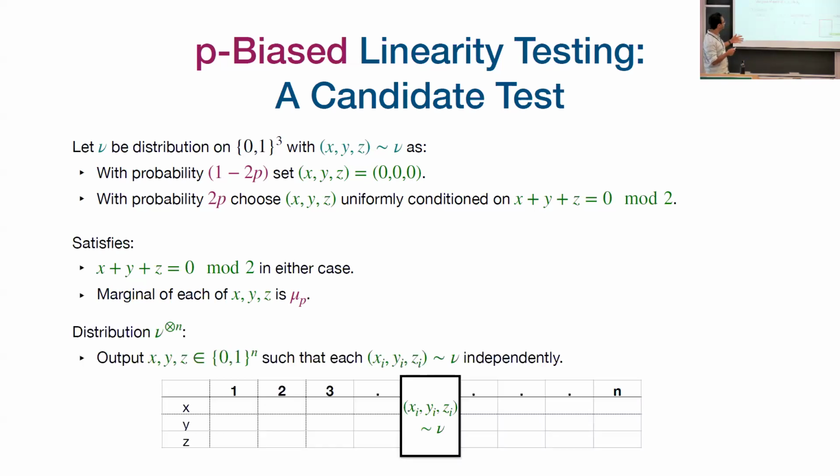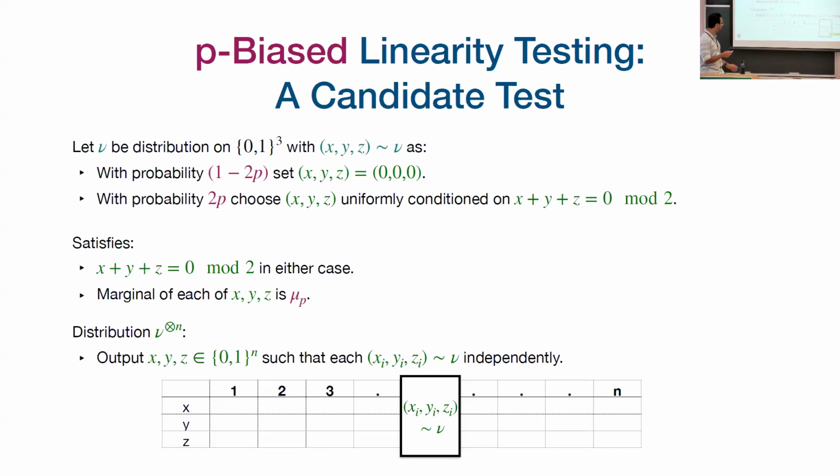And so now once you have such a distribution, I'll also consider this distribution nu to the n, which is like the n-fold. So I'll just set some notation. I'll say that x, y, and z are n-bit vectors in {0,1}^n, chosen from nu to the n in the following way. I'll think of it as a 3 cross n matrix, where x will be the first row, y will be the second row, z will be the third row, and the ith column will be chosen independently from nu for every i.